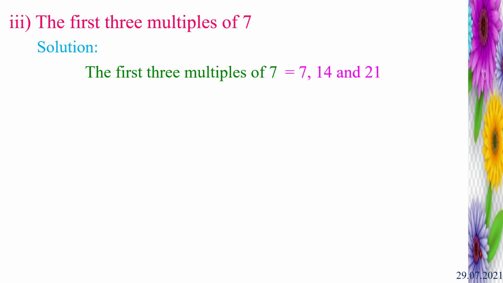Third sum, the first 3 multiples of 7. We have to find the arithmetic mean of the first 3 multiples of 7. Let us move on to the solution. The first 3 multiples of 7 are 7, 14 and 21.